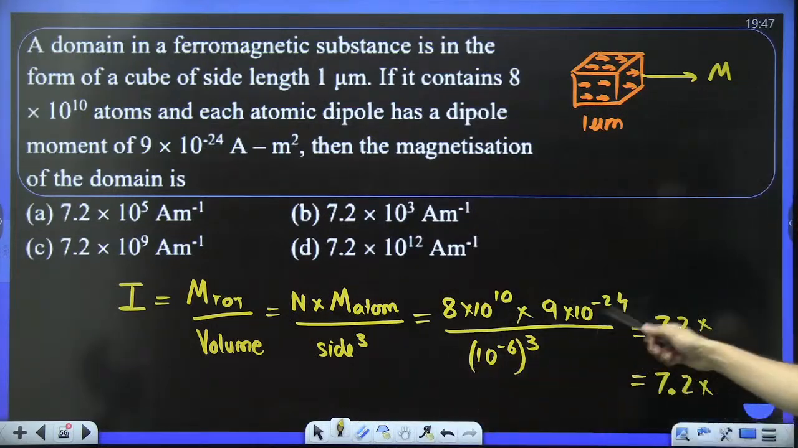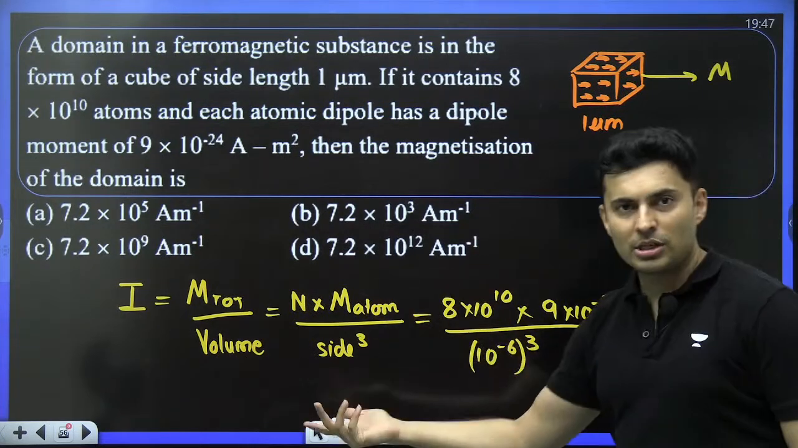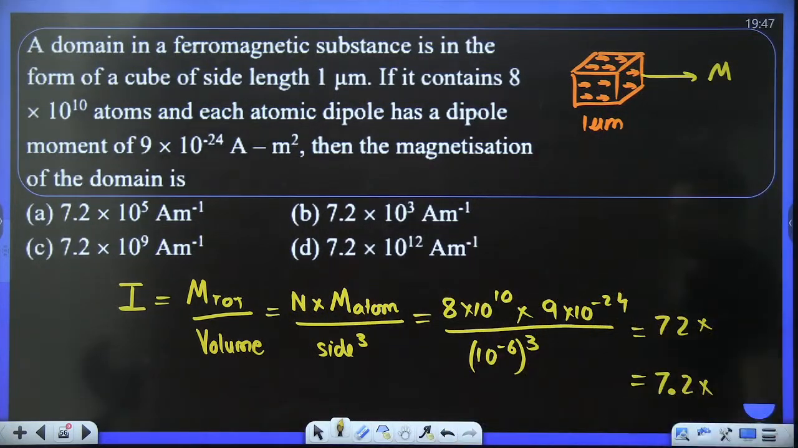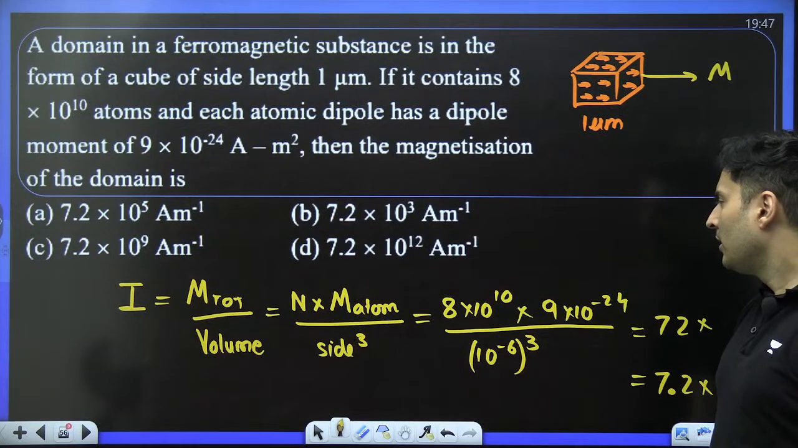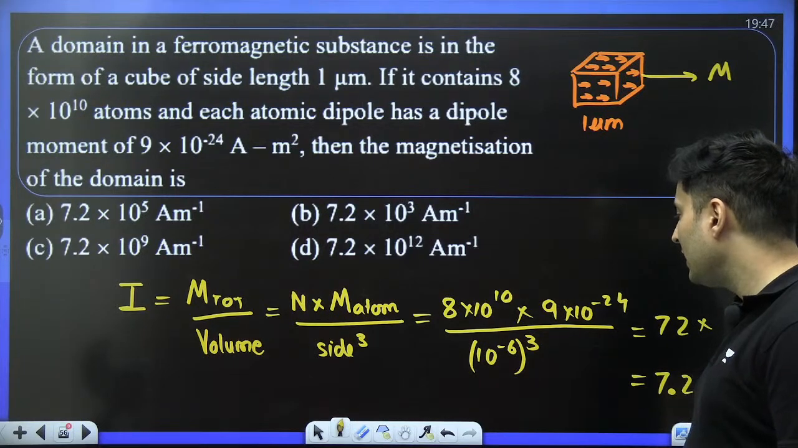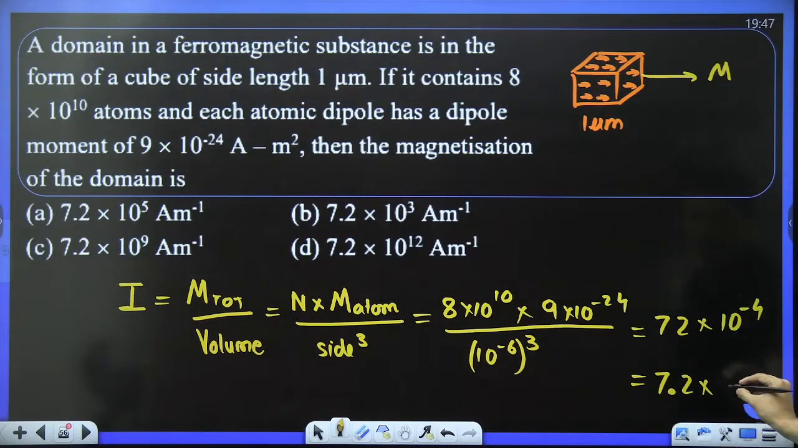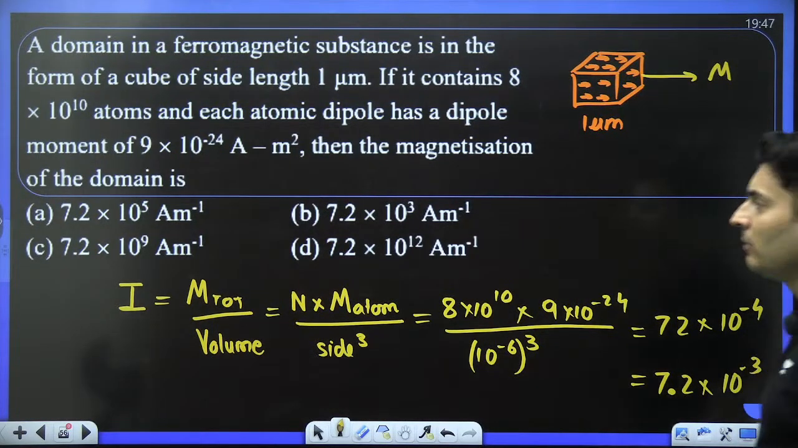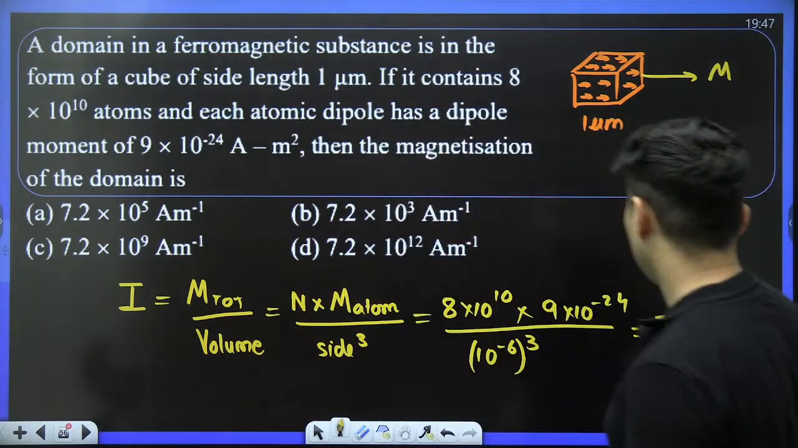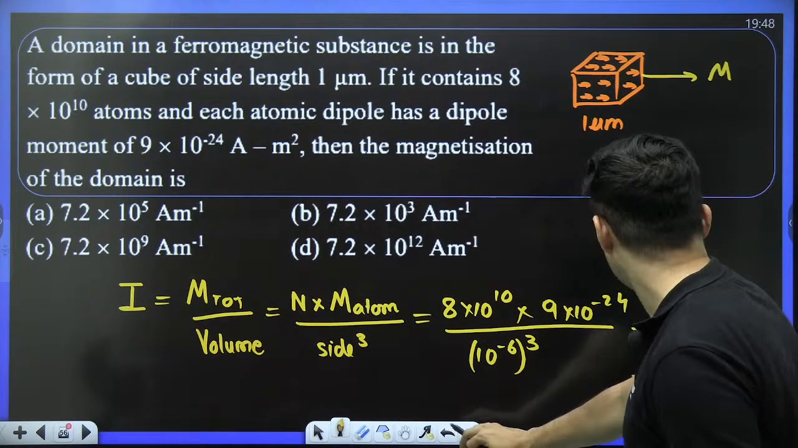So check it out, compare the powers. 8 9s are 72, guys. Everything has 72 in it. You have no other option but to actually sit and multiply the powers of 10. 10 to the power minus 24 and 10 to the power 10 will become 10 to the power minus 14. Here you will have 10 to the power minus 18. So this will become 10 to the power minus 4. Is that right? So this will become 10 to the power minus 3, I believe. I think we made a mistake here. One second.